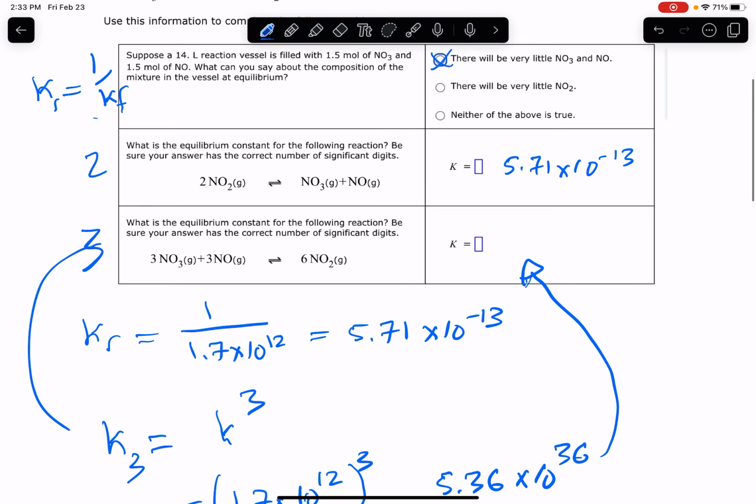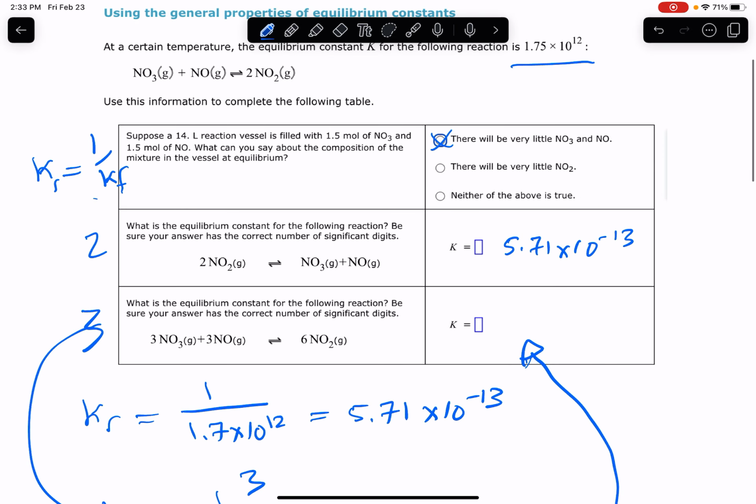So just remember these two things. Whenever you are dealing with any sort of problem where they reverse the equation, you go 1 over. Anytime they multiply an equation by some variable, in this case they multiplied it by 3, you raise the new K to that power. Hopefully this helps.